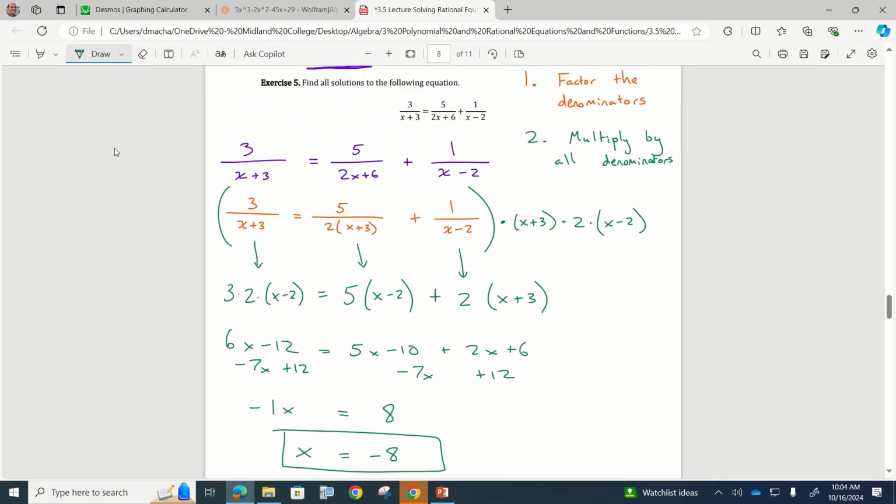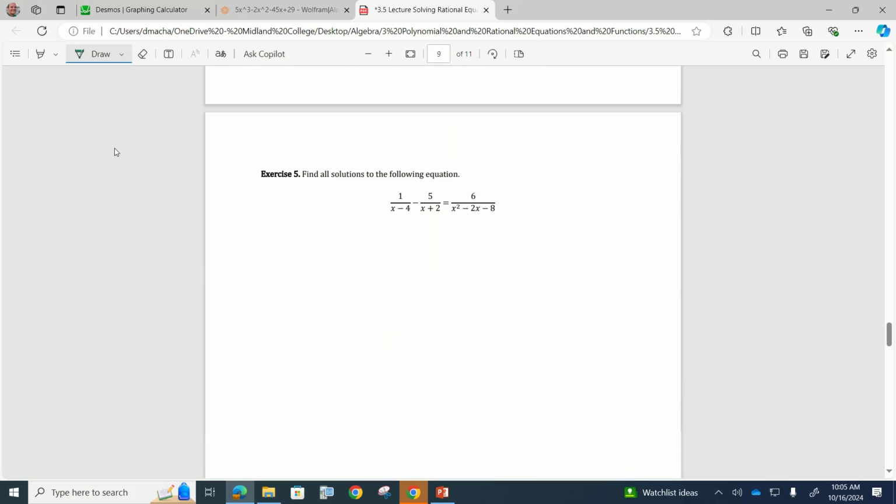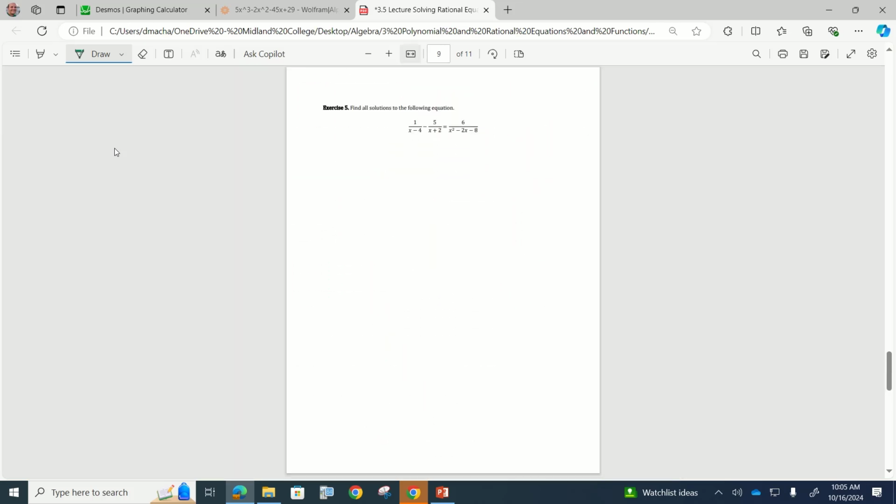So to recap, step 1, anytime you see a denominator that could be factored, go ahead and factor it. Step 2, multiply the whole equation, left side and right side, by every denominator. And then you expand everything out, you collect like terms, and in this case we had a linear equation, so that was pretty easy to solve. Questions? Concerns? Nothing? All right, raise your hand, let me know if you're wondering or feeling confused about anything as we go along here.